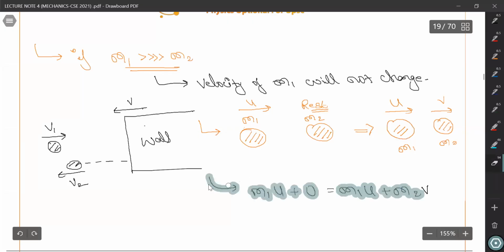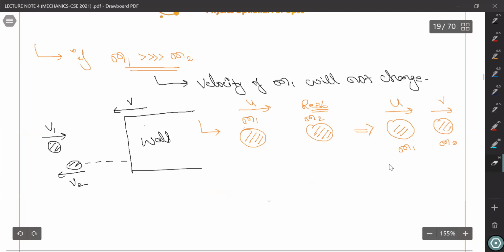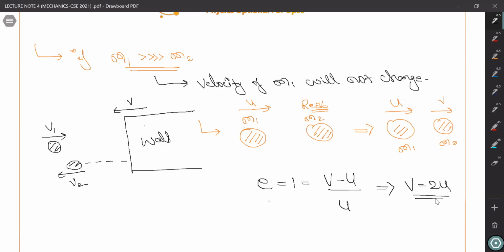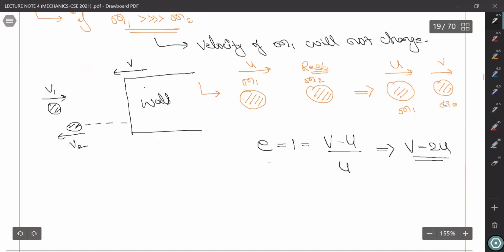Wait. Let me use it the other way, because that will tell you about the momentum only. The coefficient of restitution e is 1 here. You can simply put this in the formula we have derived above. So 1 equals (v minus u) upon u, and that turns out to be v equals 2u, because we have to apply these things to get this result, right? So this is the equation when a smaller mass at rest collides with a heavier mass: the heavier mass will continue its motion, but the lighter mass will go with 2u velocity.